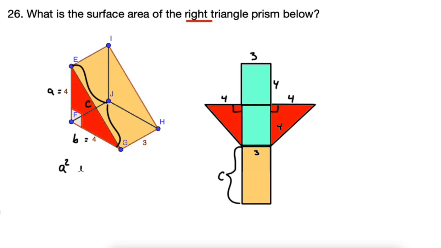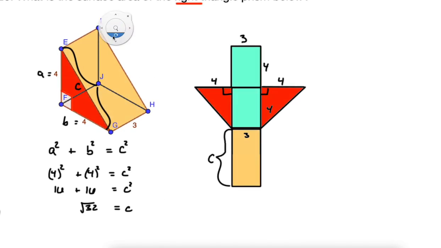So let's use the Pythagorean theorem. And we've got 4 squared plus 4 squared. So C is root 32. For this problem, why don't we go ahead and we'll just get the decimal equivalent, 5.7. So 5.7 is the length of C.